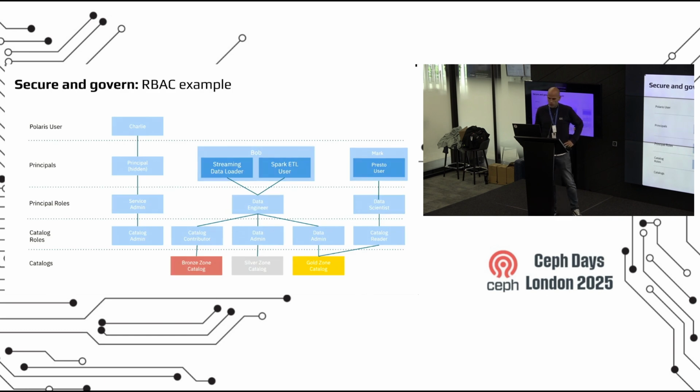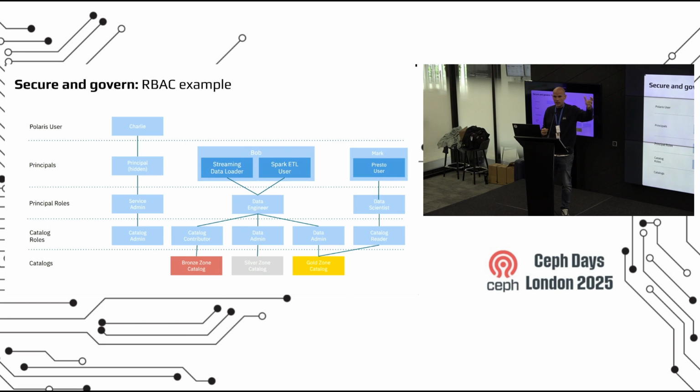Here we have an example of what kind of RBAC you can do with Polaris. We have principals that are kind of the users, and principal roles that you can assign the users to. There's also the concept of catalog roles. I won't go too much into detail, but this is just an example of how we can actually do RBAC at different levels and also provide access, only read access to certain tables, write access.